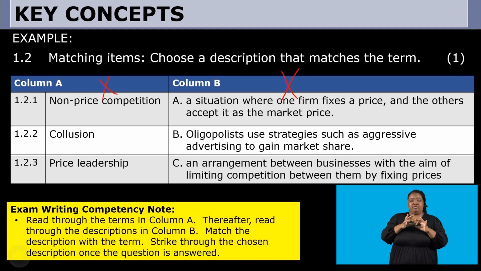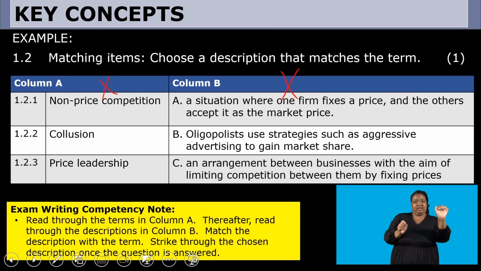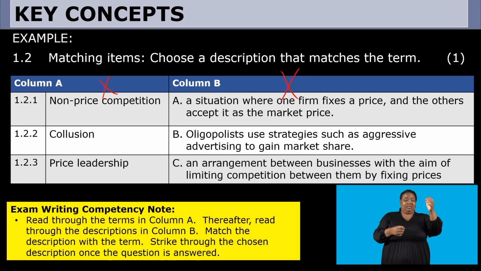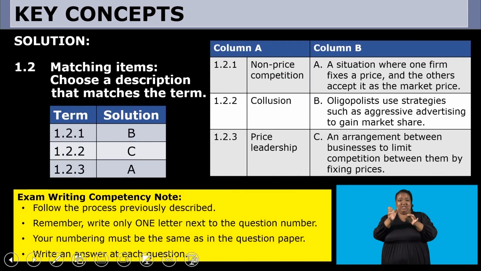So let us now try to match these columns, the descriptions in column B with the items in column A. Now, for 1.2.1, that is the non-price competition, our answer is B.